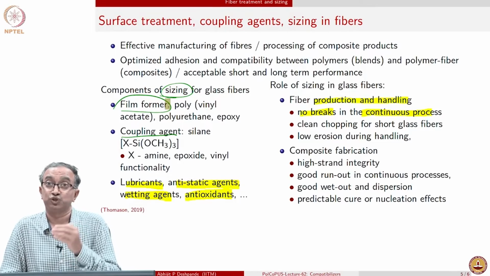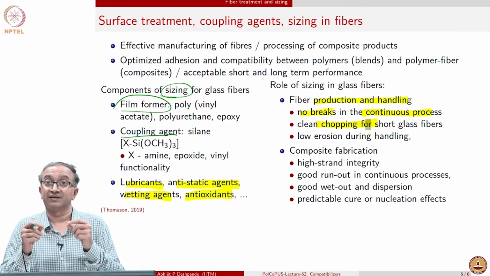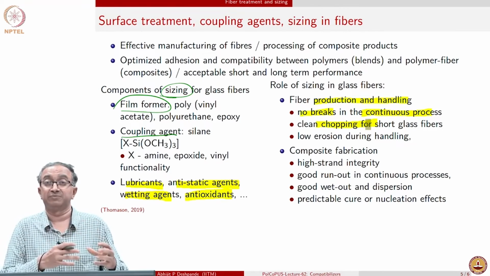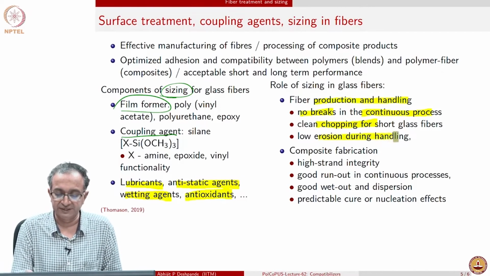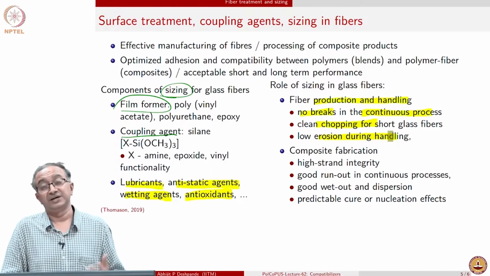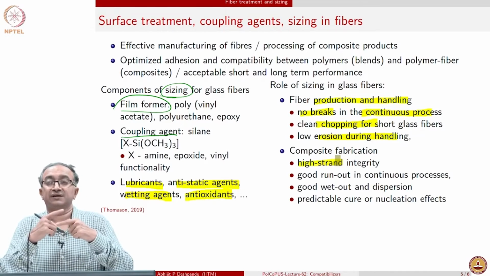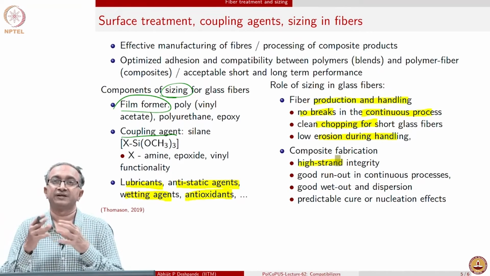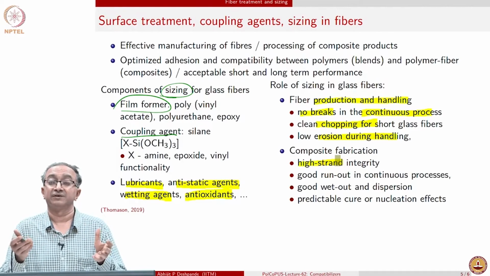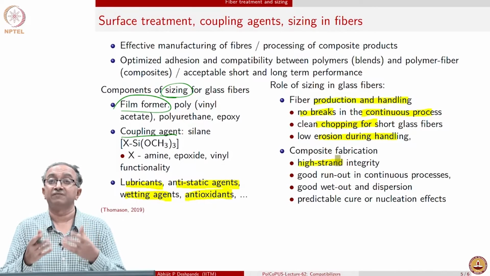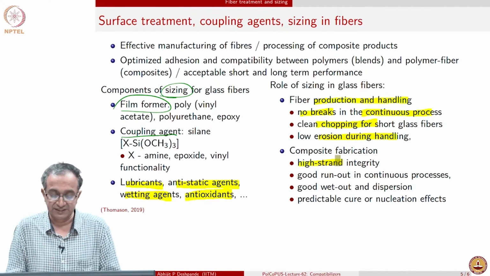Many times we will use short glass fibers. In that case, the chopping should be clean, so that again the adhesion between the polymer and the fiber is good, and also we can minimize the erosion during handling. On the other side, when we go to composite production, we need to make sure that when these fibers are woven together in yarn or used as single strands, they are well defined and also do not have erosion and other problems. So, therefore, high strand integrity is enforced if we apply sizing.